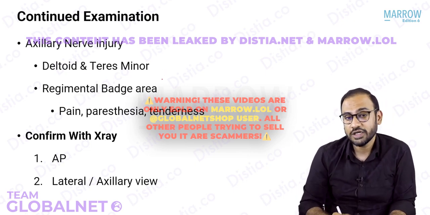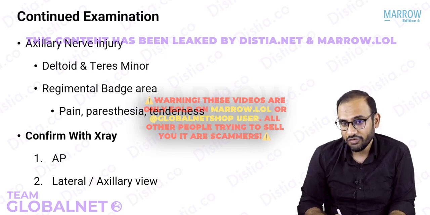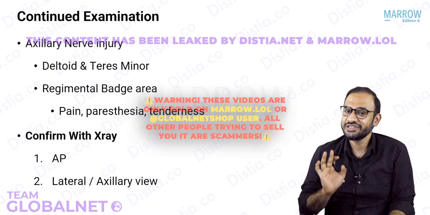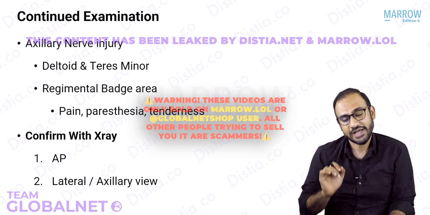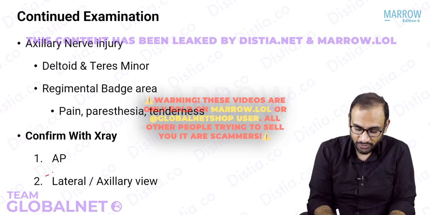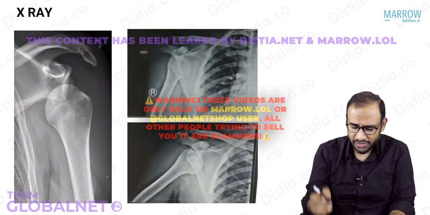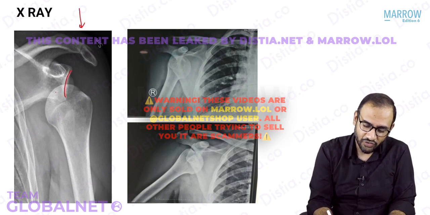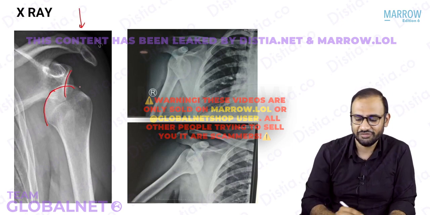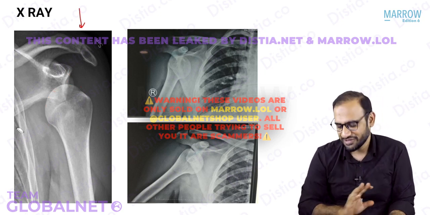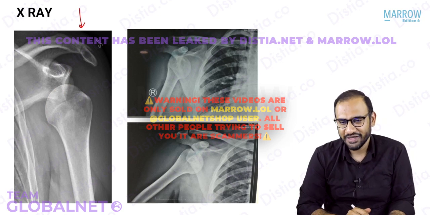Now what about radiological diagnosis? In this era of medical legal cases and lawsuits, you should be very careful. You have to confirm your diagnosis radiologically. What will you use? X-rays. What are the views? You will take AP and lateral or axillary views also, and you will look for the dislocation. Here you can clearly see it's an AP view. This is the glenoid, and the head of the humerus is not sitting comfortably in the glenoid. It is dislocated. It's clearly dislocated, and this is how you make the diagnosis.